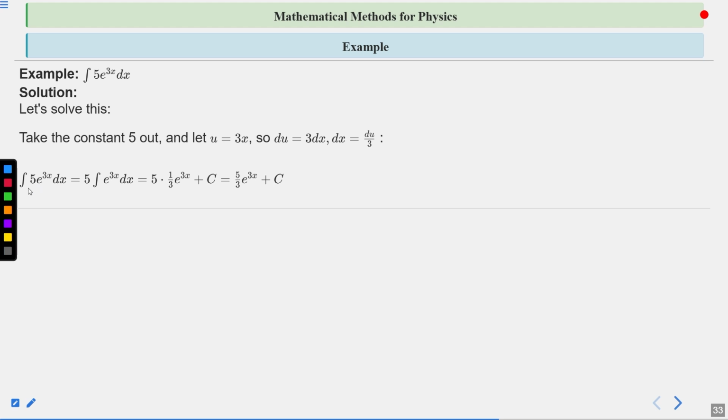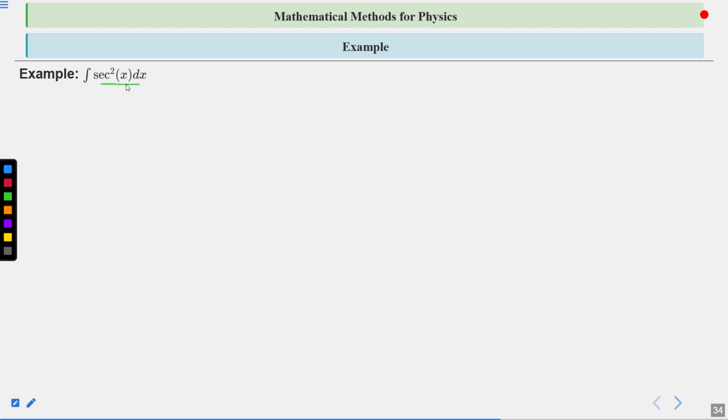So the integration of 5 into e raised to the power 3x dx is equal to 5 times the integration of e raised to the power 3x dx, which is equal to 5 into 1 by 3 e raised to the power 3x plus c. So the final answer is 5 by 3 e raised to the power 3x plus c.